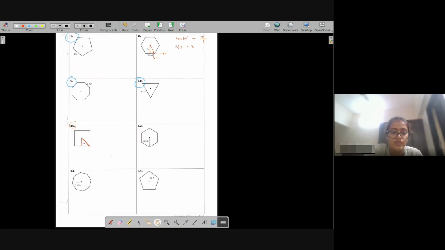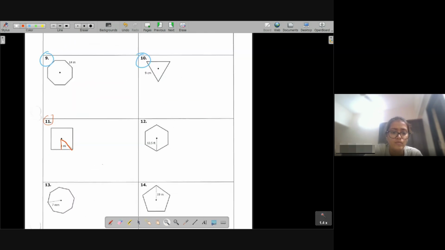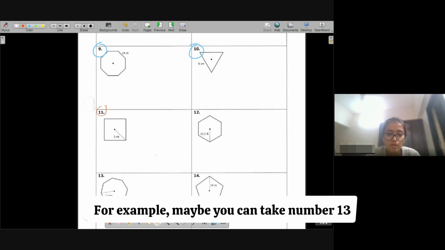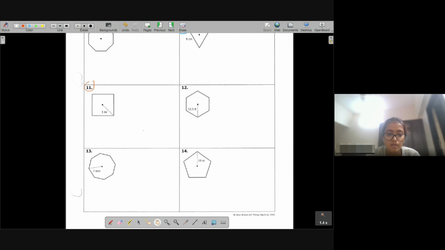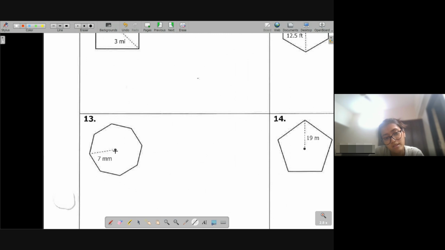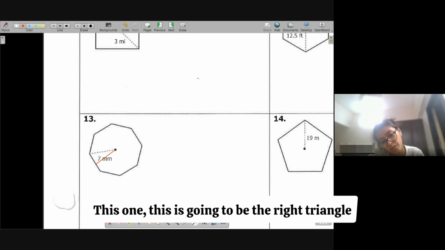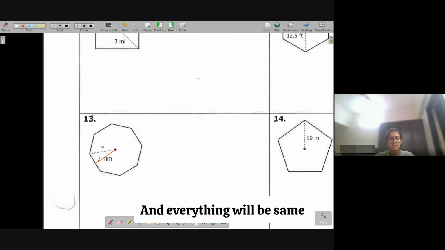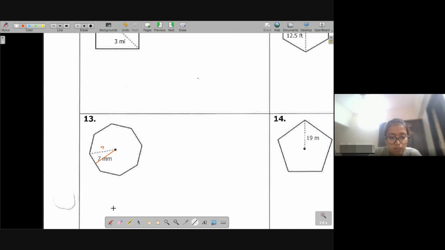And if you look at 11, 12, 13, 14, this time you have the radius. And again, you just have to follow the same steps. For example, maybe you can take number 13. Complete the right triangle. That's your apothem. The radius is 7. Everything will be same. Just mark the right angle correctly. This is the right angle.